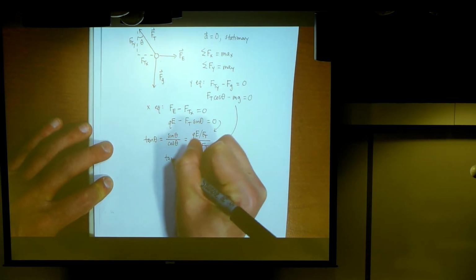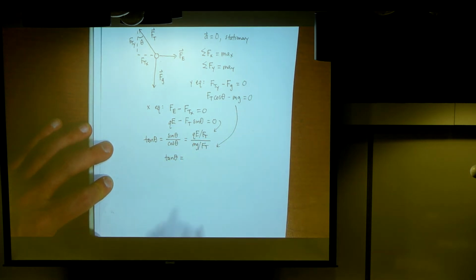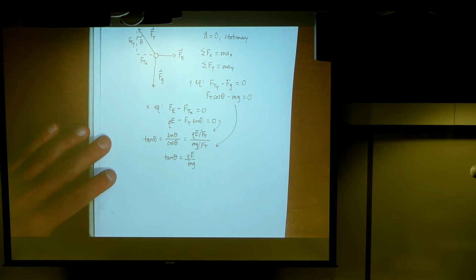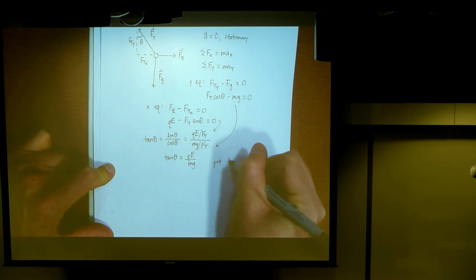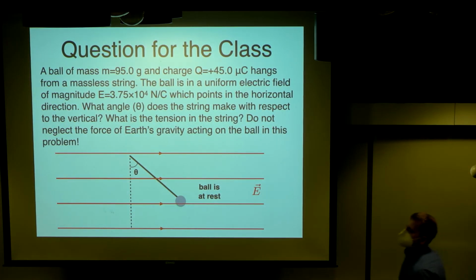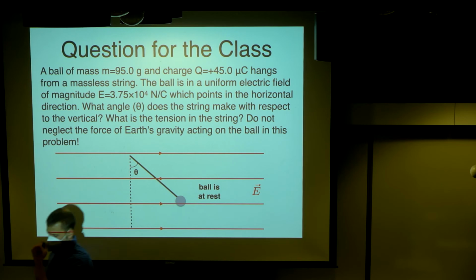We have tangent theta equals QE divided by mg, correct? Okay, so calculate that answer. Get theta and get ft. Tell me what you get, okay? And I'll take it back to the slide so you can refer to the numbers, okay? So take a minute or two to work this out.